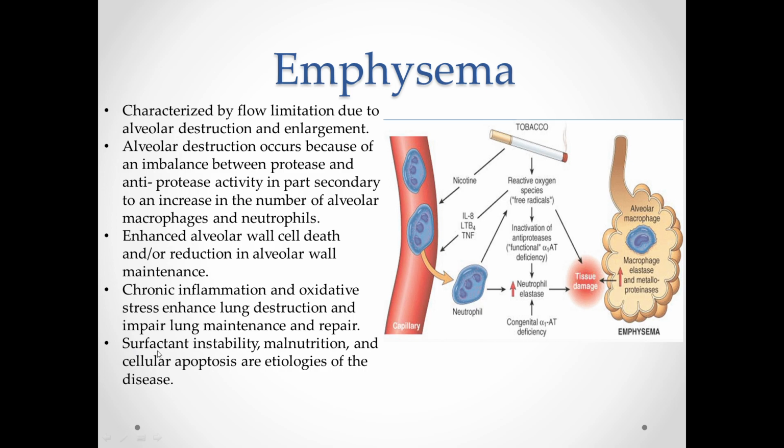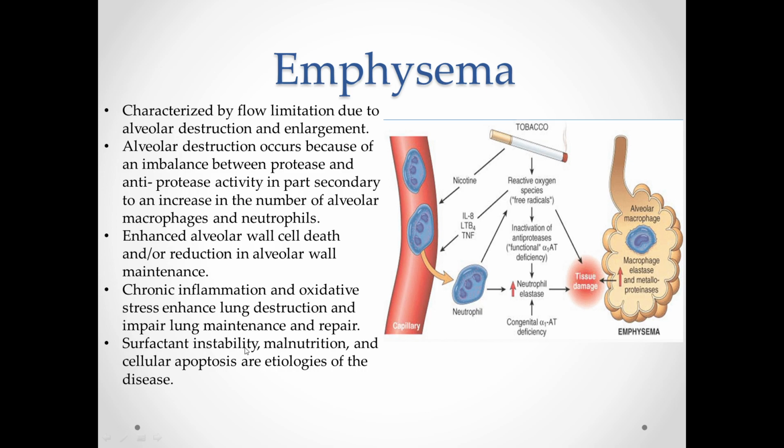Then the other thing that's accompanied by emphysema is surfactant instability. There's a lot of malnutrition that's associated with emphysema, and cellular apoptosis. They're all etiologies of the disease. And cellular apoptosis, as I mentioned, correlates with alveolar wall cell death and the reduction of the number of alveoli.